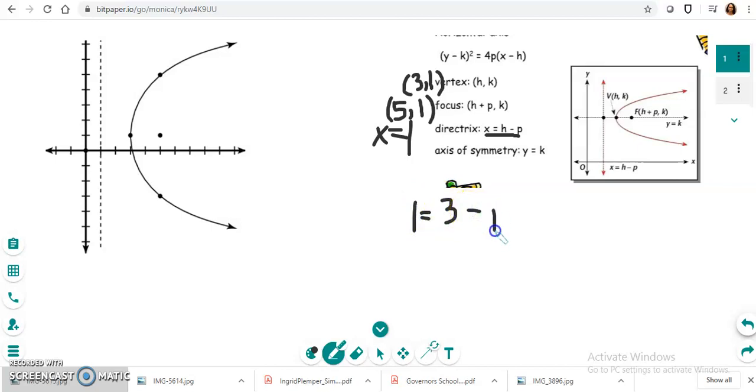So what can I subtract from 3 to get 1? I really can just look at this and tell what it is, but I can solve this equation. I can subtract 3 from both sides, and I get negative 2 is equal to negative p. I don't want negative p, so I'm going to divide both sides by negative 1, and I get 2 is equal to p.